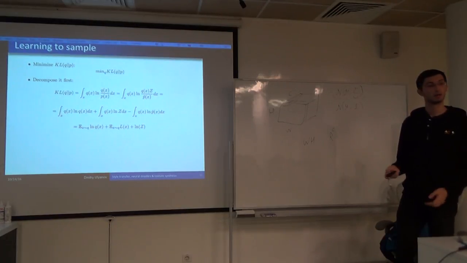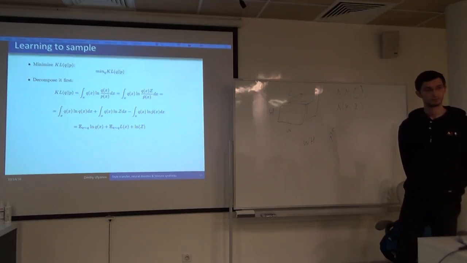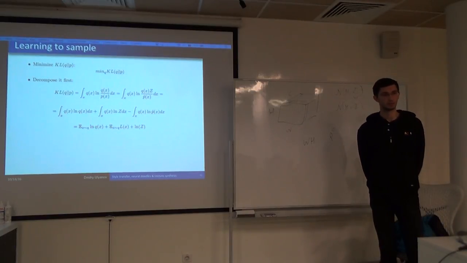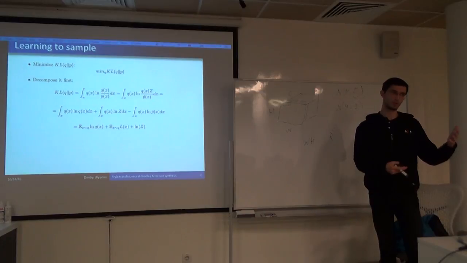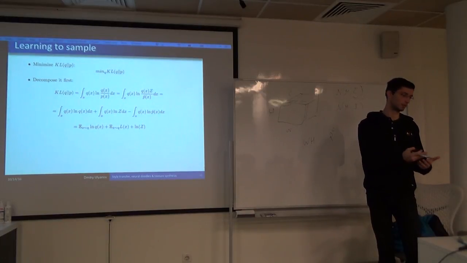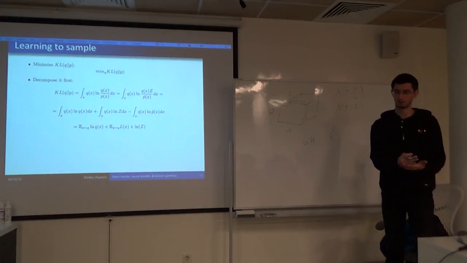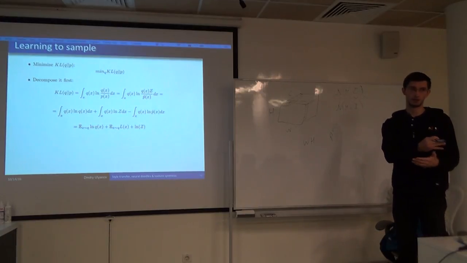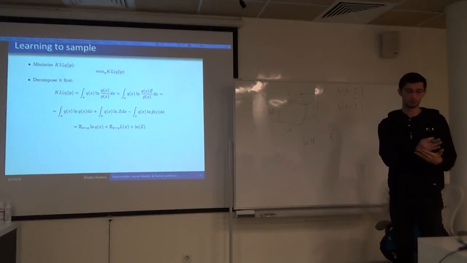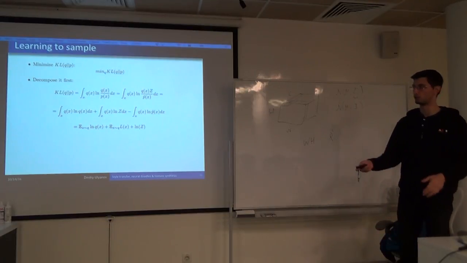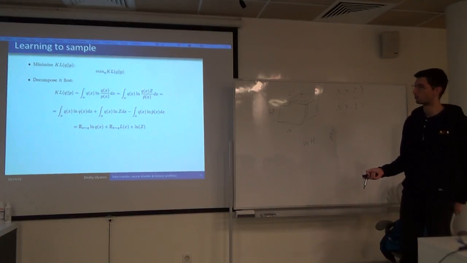Can I ask a question? If Q is like the process that takes random uniform noise and then puts it in a neural net, the sampler from Q is right? It's like the reparameterization trick, a deterministic function that takes, let's say, noise samples and produces a sample.